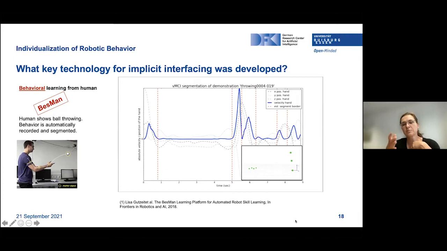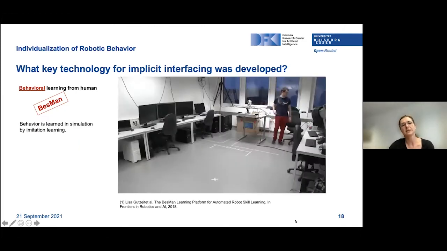So why do we do this? We want to find ways to analyze psychophysiology data automatically, and that's why I brought this example in here. It's a way to analyze it, to find the segments that are important, because when I throw a ball, I don't want to have all the movement. Swinging the arm forward and back is not relevant. It's that moment when you throw the ball that's important. That's what the robot should learn. And this is also a behavior that you can learn in simulation.